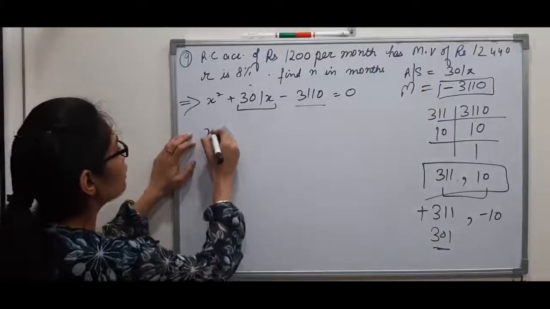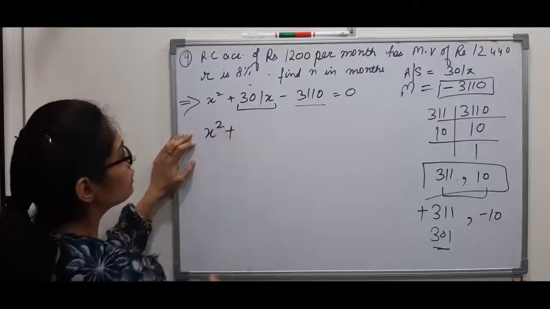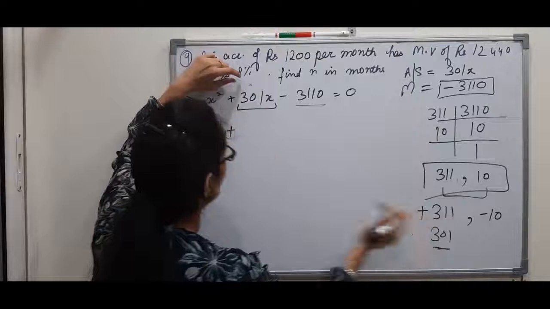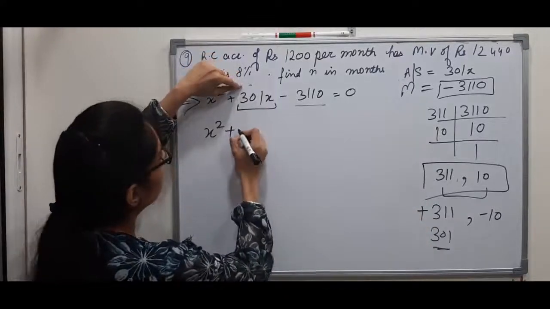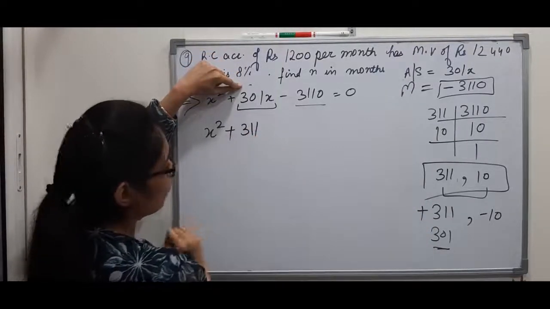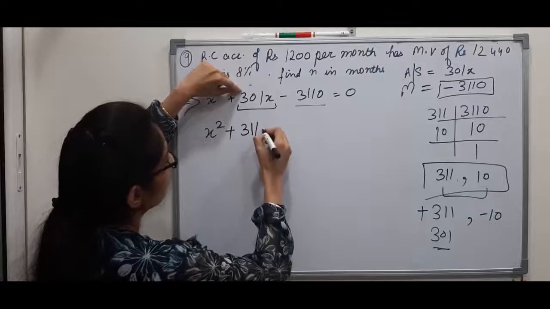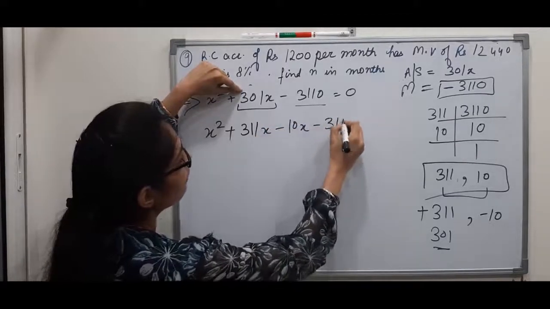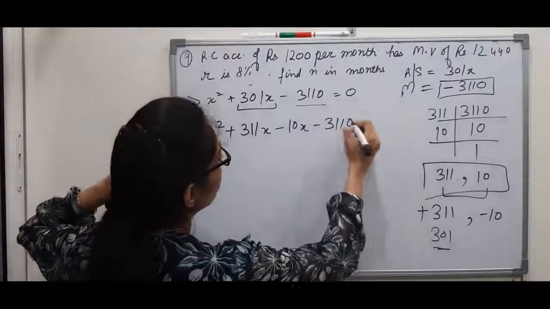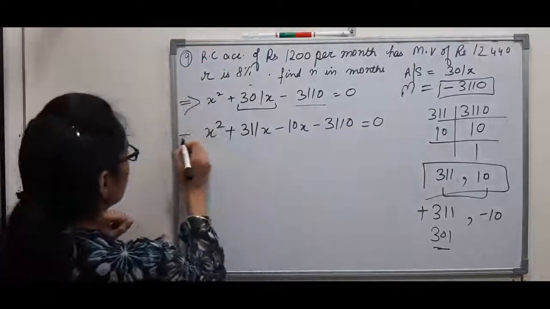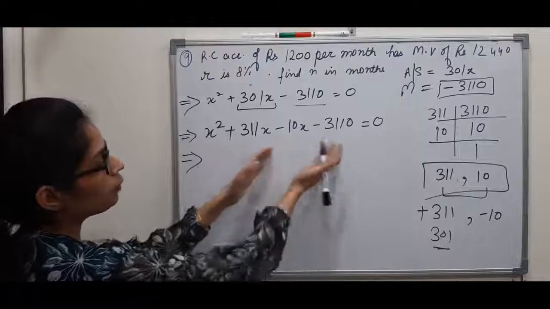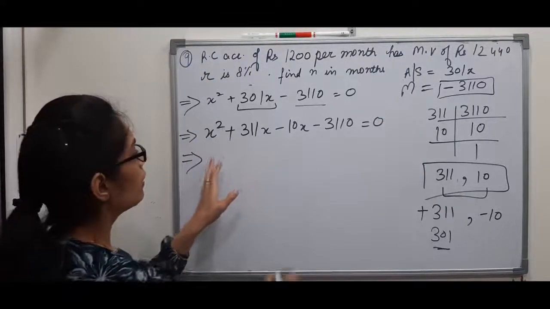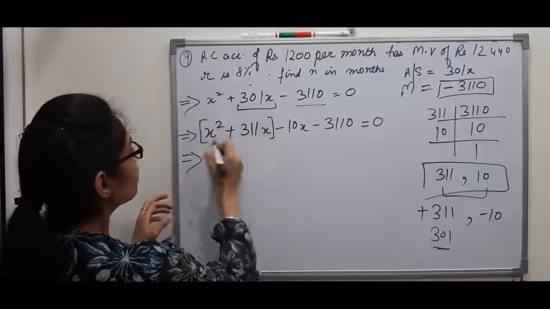So let's split the middle term. x square plus 301x, I will write as these two numbers: plus 311x minus 10x minus 3110 is equal to 0. These numbers you can write in any order, but I have written in this order. Now I have to make two pairs.